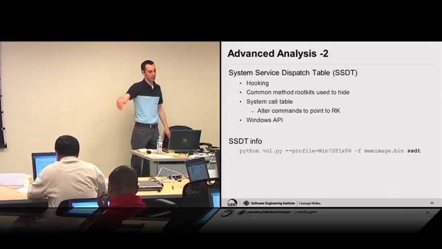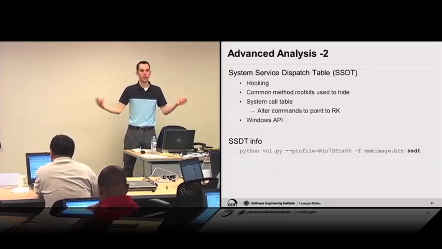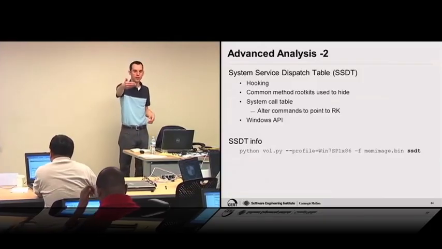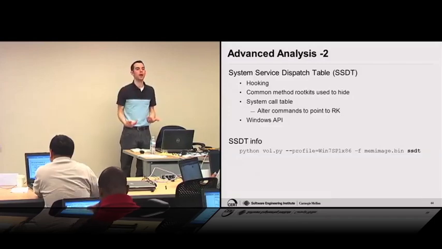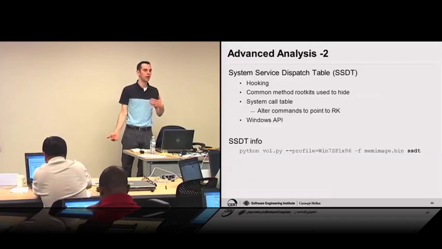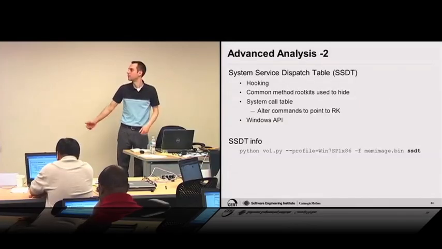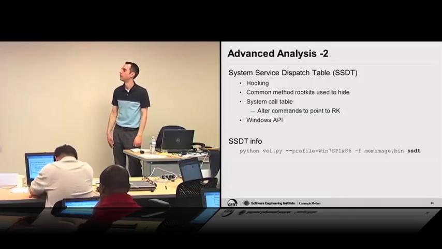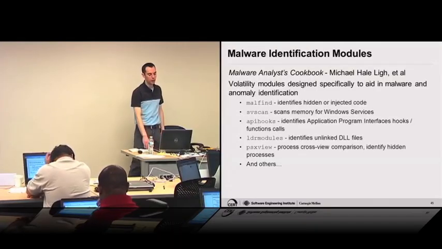The system service dispatch table, I'll quickly talk about that. This is basically what the Windows operating system uses for its Windows API calls. If you hook this, you're hooking the call that Windows is performing a function with. This is a common mechanism used by rootkits to hide themselves, or to get a process to do something without its knowledge. It's really just a method of hooking those calls on the system.